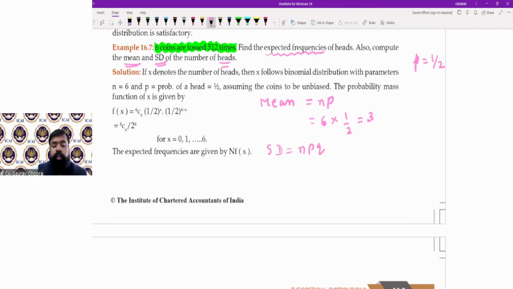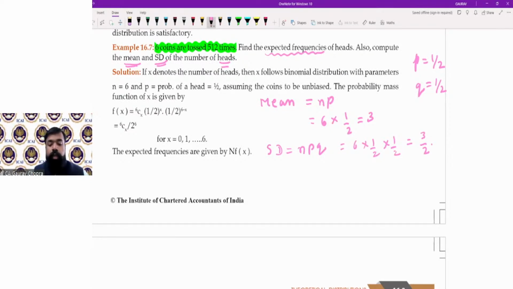It is npq. If p is half, q is also half. So it will be 6 into half into half, that is 3 by 2. 3 by 2 is the variance.